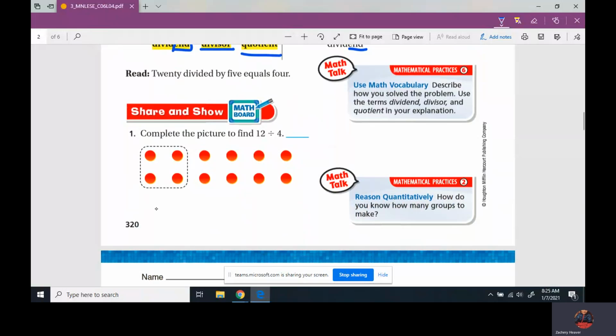Complete the picture. We have 12 divided by 4, 12 counters. We got to make groups with 4 in it. So how many groups do we have? 1, 2, 3.